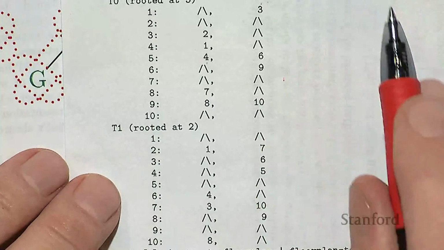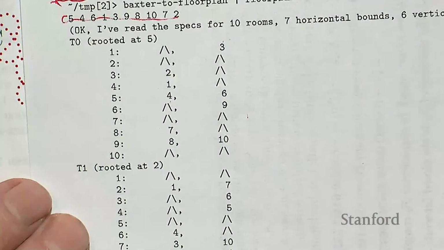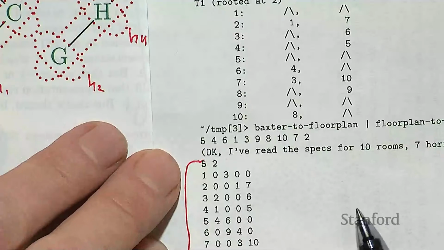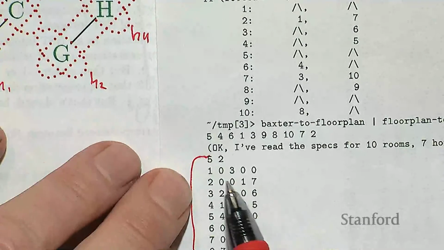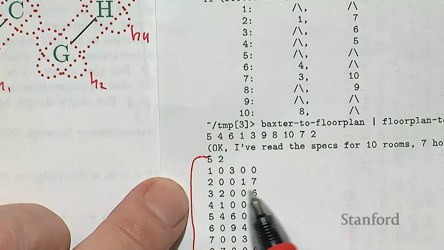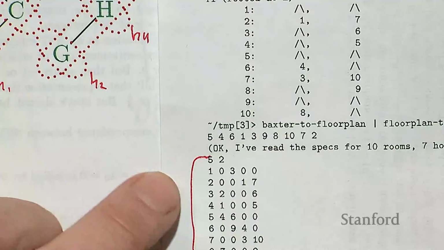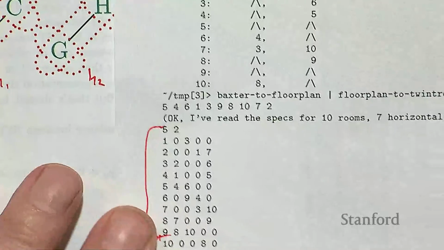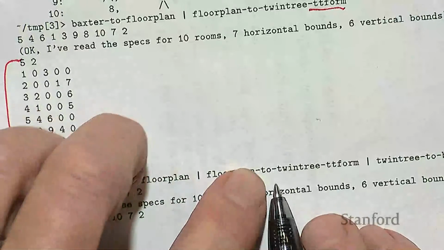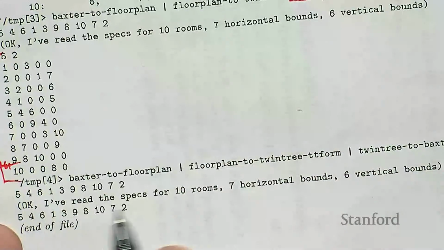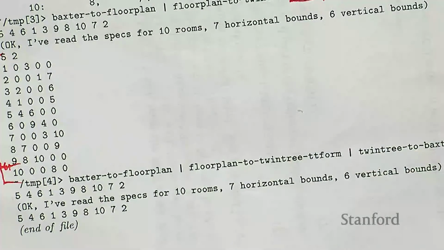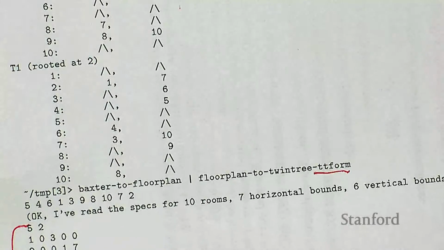And then I have another form of this floor plan to Twintree, which is called the TT form, which produces output in another form. This is a form where you first show the roots, and then you give the left and right for the 2 different trees. This is the form that's the input to my third program, which is called Twintree to Baxter. And if I feed this one to Twintree to Baxter, I get back, of course, the one I started with. So those programs are all online on my homepage.